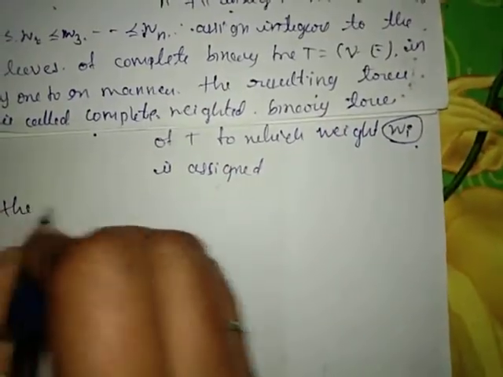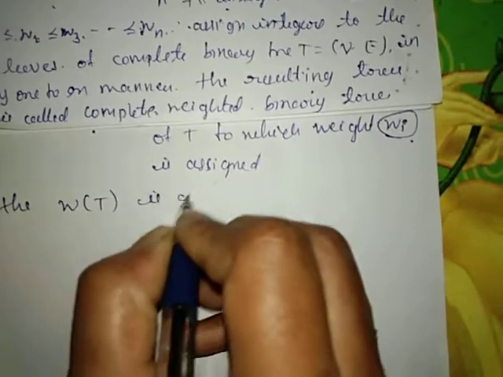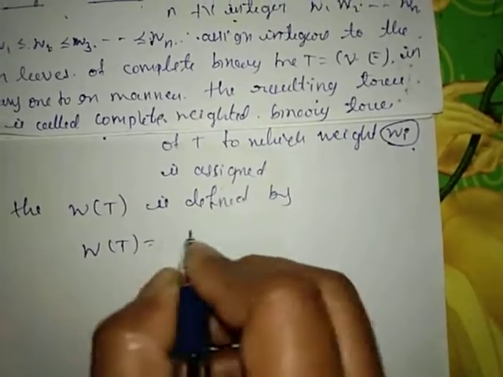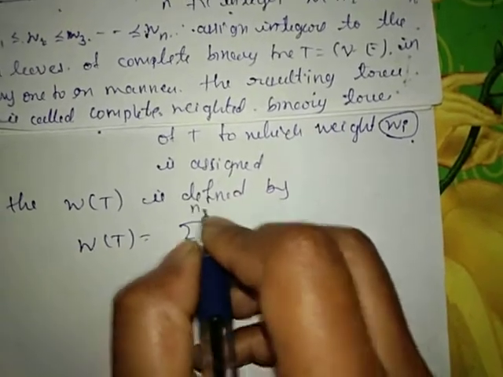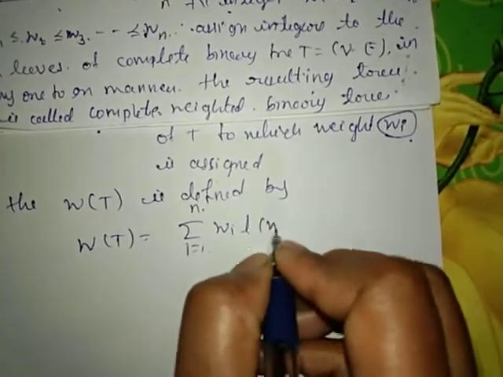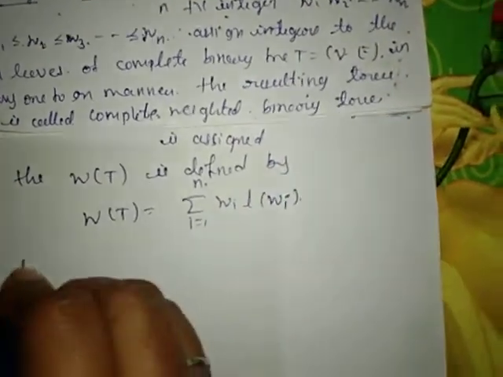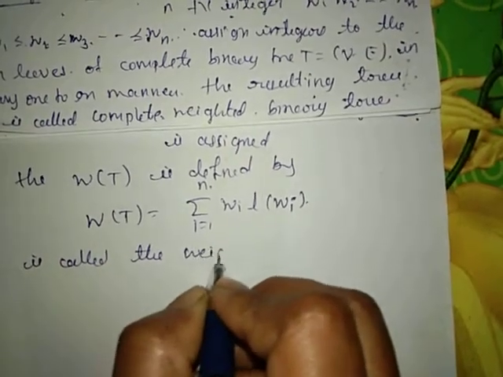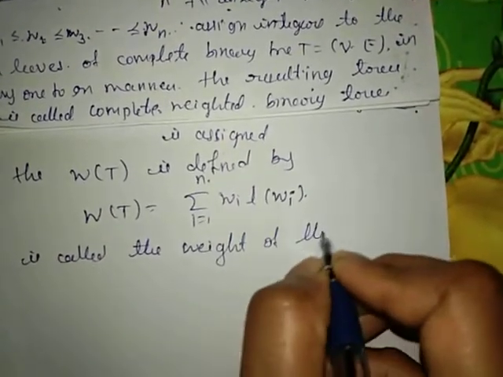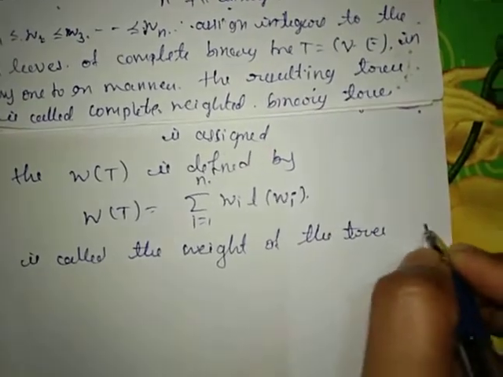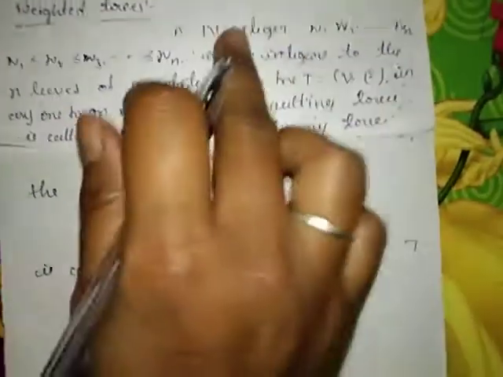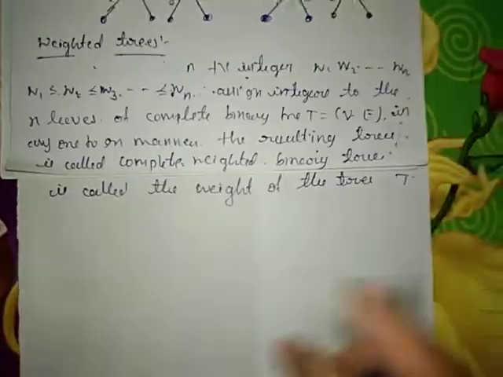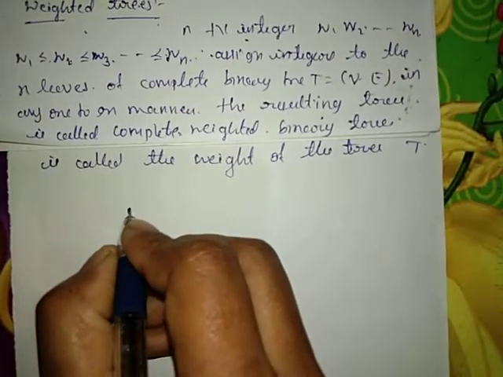Then the weight of T is defined by W of T equal to the summation of i equal to 1 to n of wi into L of wi. This is called the weight of the tree T here. So this definition and the meaning of the weight of the tree will be explained with an example here.